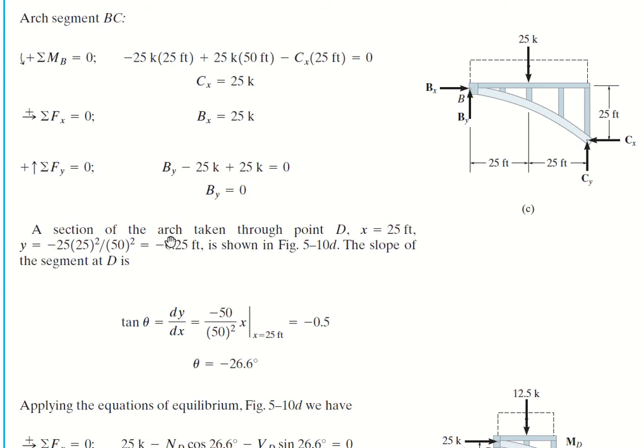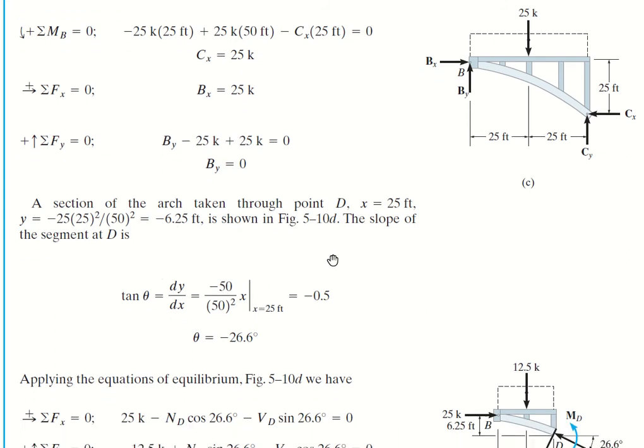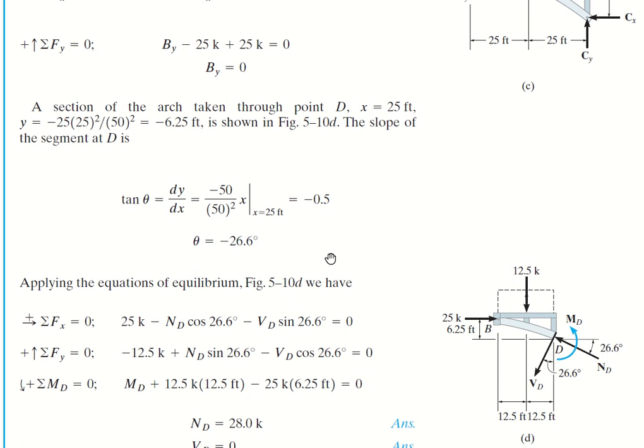Now a section of the arch is taken through point D, which is right in the middle of points B and C, where x is equal to 25 feet from point C. We were provided with the equation y equals minus 25 x squared divided by 50 squared. Putting the value of x, we get the value of y shown in figure 5.10d. Now checking figure 5.10d.